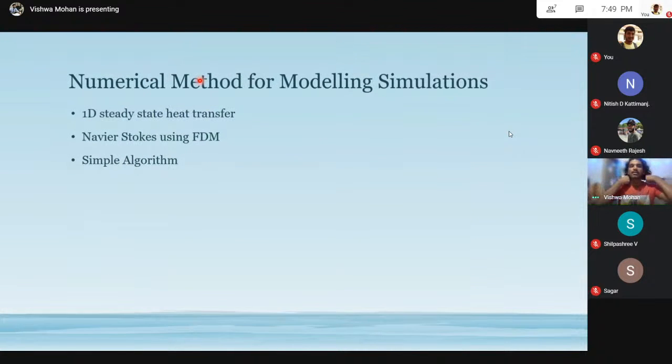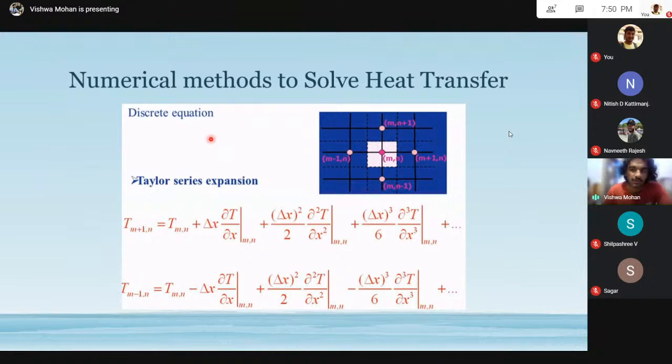Basically, I was about to take Navier-Stokes discretization, but I decided not to because this will take a lot of time and we won't be able to complete the live demo. So I'll just go for the 1D steady state heat transfer with FDM, and a simple algorithm which is used by Ansys. So this is the first heat transfer problem.